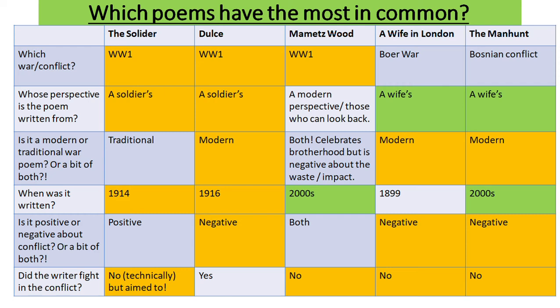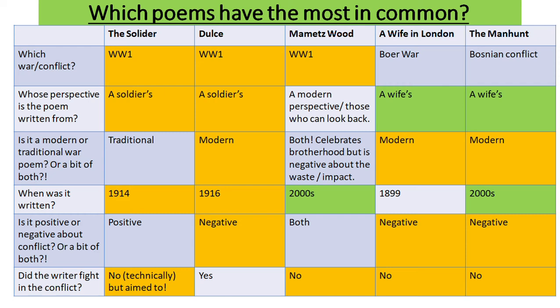In terms of when it was written, I've joined together the Soldier and Dulce because they're both written during World War I. And then I've joined together Mametz Wood and the Manhunt because it was a similar decade. And then A Wife in London stands alone there in being quite, it's actually not too much earlier than 1914, is it? But it's a whole different century. And again, even though it's standing alone in terms of when it was written, it's still united with the Manhunt and Dulce in terms of its modern style.